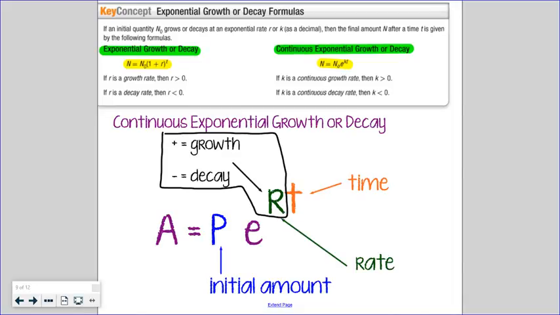So if we went back to that situation earlier and we invested $1,000 and we were losing money at 9% a year, our rate would have been negative 0.09 instead of positive 0.09.